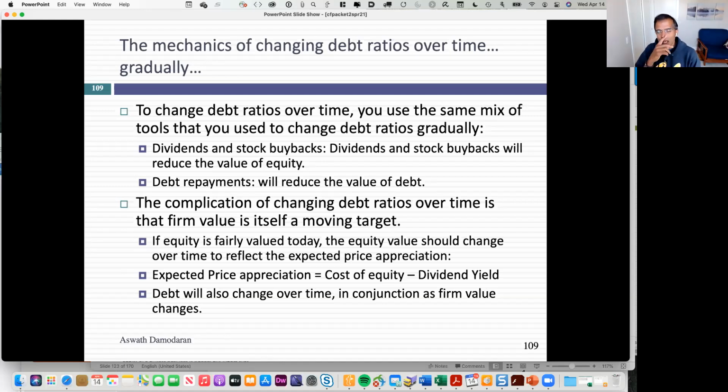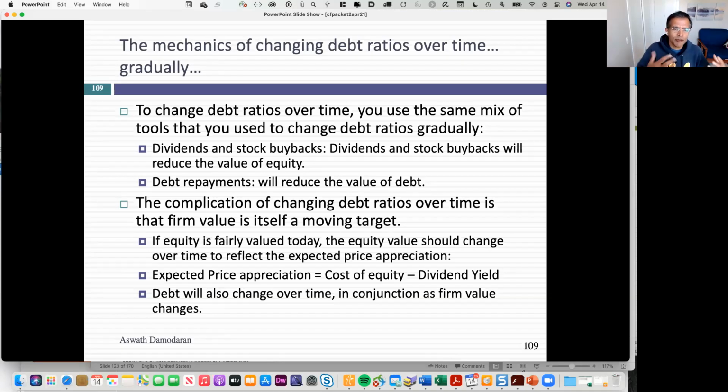And one final point about debt ratios, especially if you do it over time, is remember now that 40% optimal debt ratio computed is based on the firm value today. If you're going to do this gradually over time, that 40% may remain the same, but the value of your firm is expected to change over time. Your target dollar debt will be different if you're doing it over 5 years than right now. Do you see what I mean?